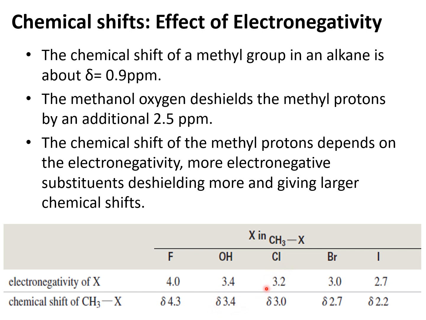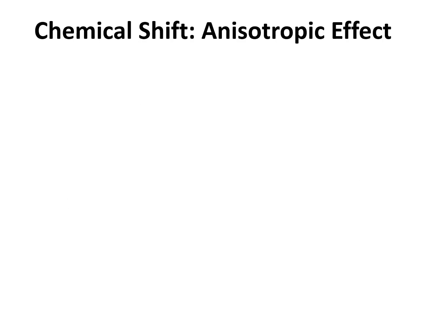Chlorine's electronegativity is lesser than that of fluorine and oxygen, so the chemical shift value of CH3Cl will be 3. For bromine, it will be 2.7, and when iodine is attached, the value is 2.2. So here we can see that as the electronegativity of the element attached to the methyl group decreases, its chemical shift value also decreases. So that is the effect of electronegativity on chemical shift.